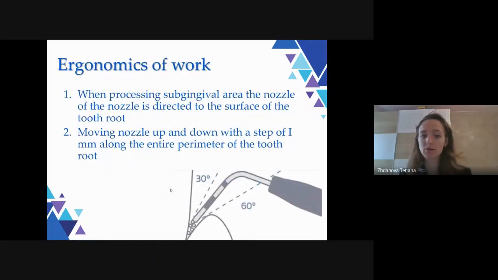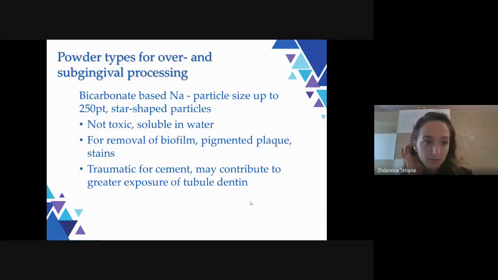When processing the subgingival area, the nozzle is directed onto the surface of the tooth root and moved up and down with a step of 1 millimeter along the entire perimeter of the tooth root. Okay, and here you can see a small picture about the angles.